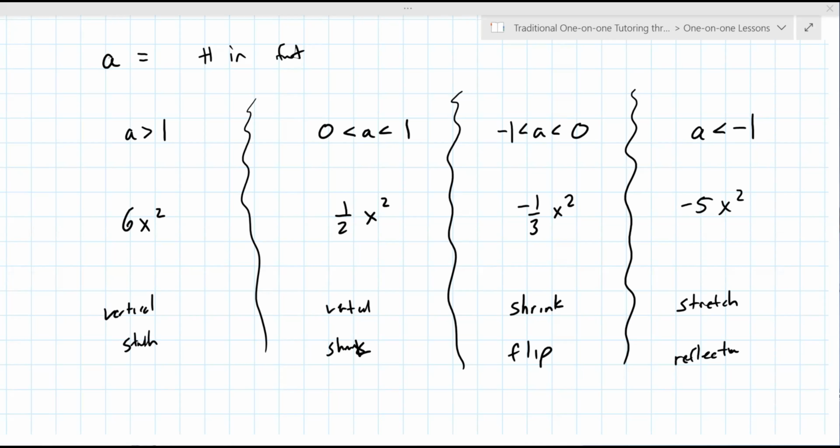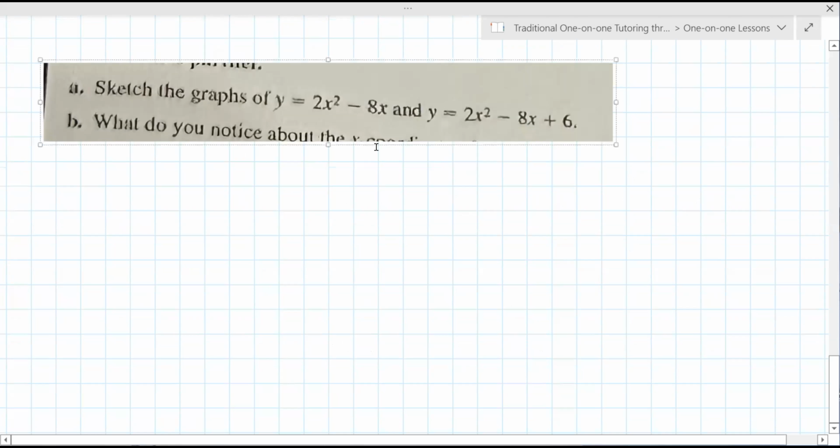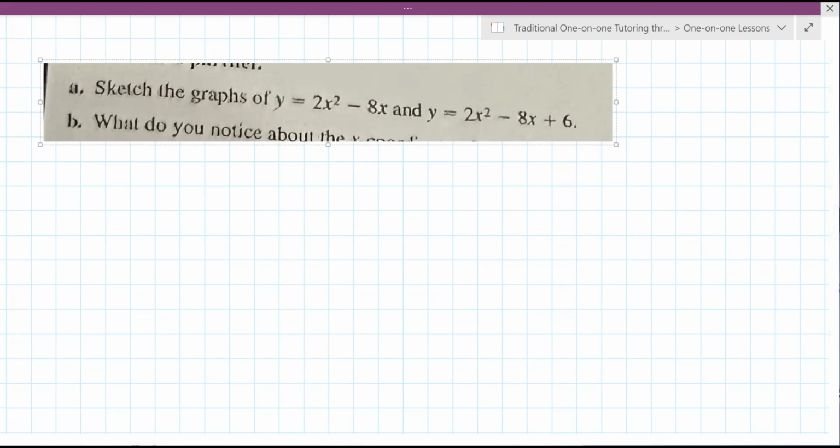All right, so here is exploration number one. I know you've got it in front of you. So visually, what is the difference between the two of them? Like, what does one have or what does one lack that the other has or doesn't have? The +6, okay.